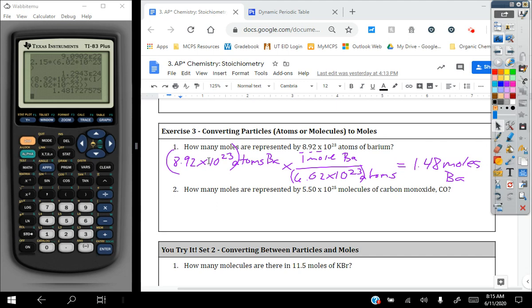Now, you could also, if you're comfortable with it and you know that 1 mole is there, you could just say 8.92 times 10 to the 23rd divided by 6.02 times 10 to the 23rd, but you still need to use your parentheses. And you'll see that we get the same answer here. So we still get 1.48. Now, if I take out my parentheses here, watch what happens. You get 1.48 times 10 to the 46th power. So it actually treats the exponential notation differently. So you do need parentheses when you're dealing with scientific notation, or else you're going to get some incorrect answers.